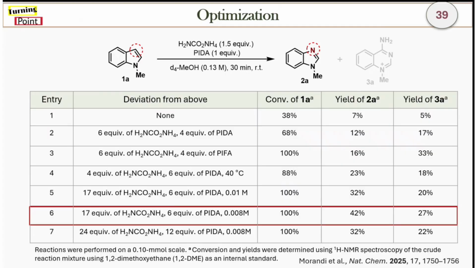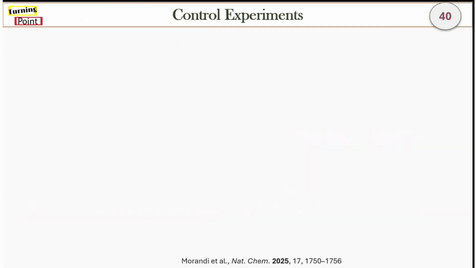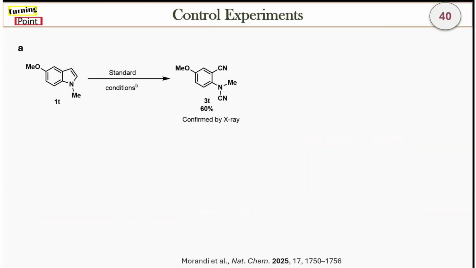After optimization, they started performing some control experiments to prove their mechanism. First they performed this control experiment. For that, they took this 5-methoxy indole. When they applied their standard conditions, they got a dinitrile product, which is possible when there is over-oxidation in the Witkop oxidation. So from here, they concluded that maybe it is going through the Witkop oxidation.